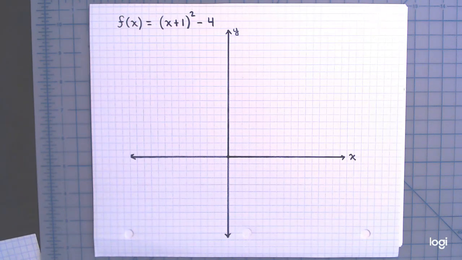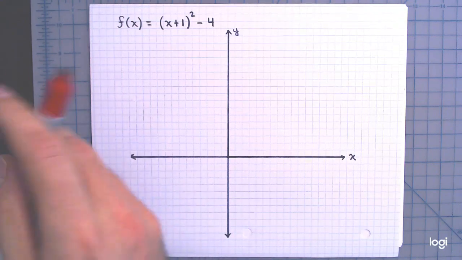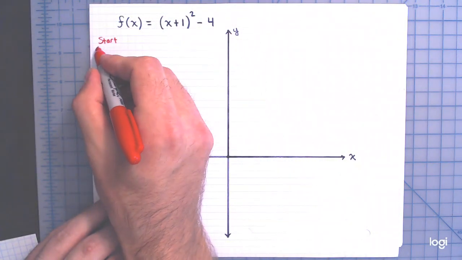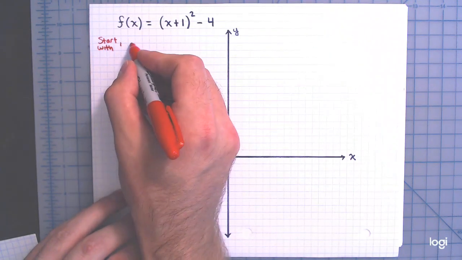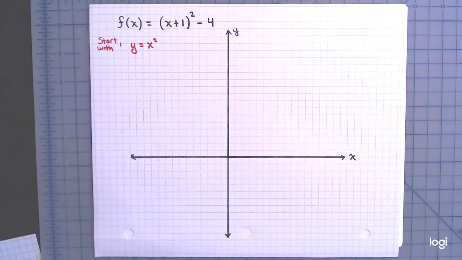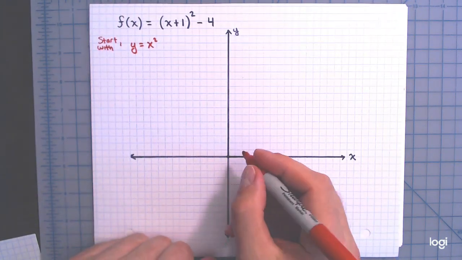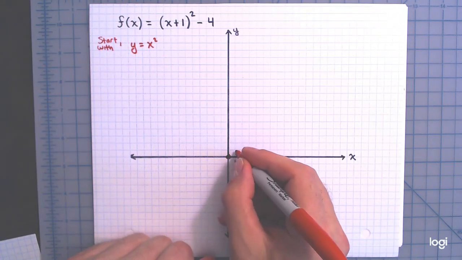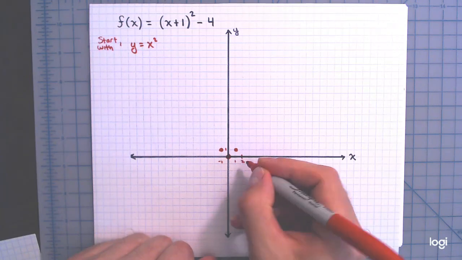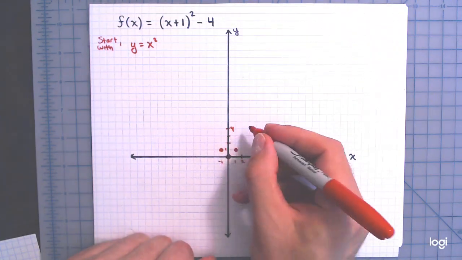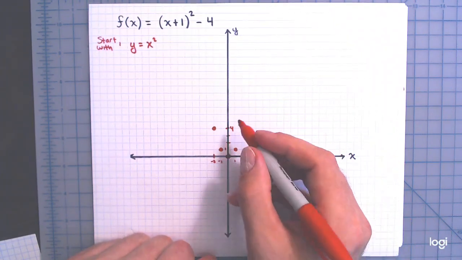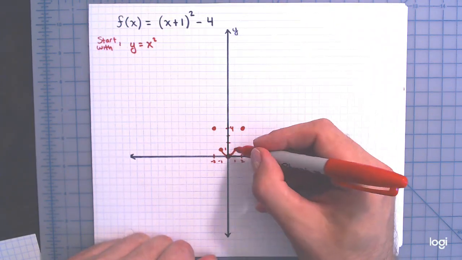And so if I'm asked to do that, what I'm going to do is start with the most basic. This is a quadratic. I'm going to start with the most basic quadratic function there is, y equals x squared. And again, I'll do that in red. 0, 0, 1, 1. Negative 1, 1, 2, 4, negative 2, 4.